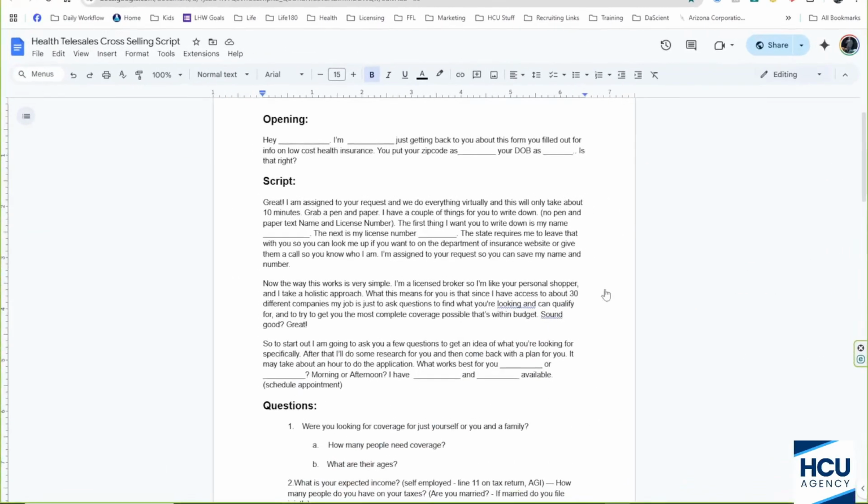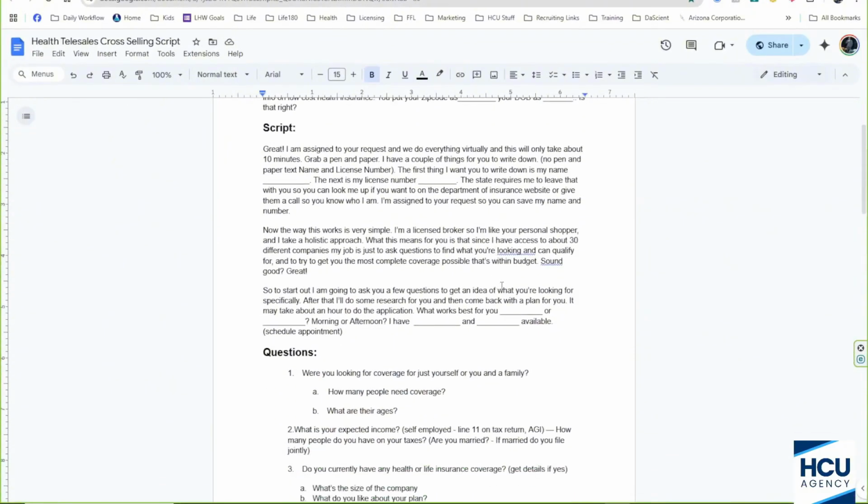All right, so the next thing we're going to do is describe what's going to happen next. So the way this works is very simple. I'm a licensed broker, so I'm like your personal shopper, and I take a holistic approach. So now you're eliminating their desire or need or thoughts that they need to go and get quotes elsewhere or look through the market to try to figure things out for themselves.